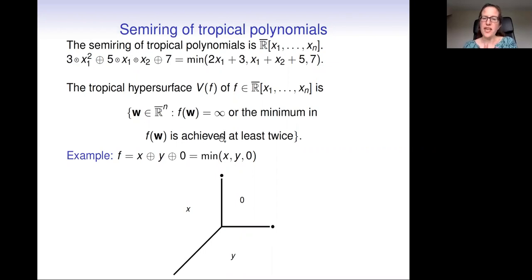We'll see towards the end of today why this is a good definition. In classical algebraic geometry, a hypersurface defined by a polynomial would just be the points in affine space, or if you're working over the complex numbers, in C to the n, where the polynomial is 0. So this is the tropical analog, and we'll see why towards the end of today. So that's the important definition.